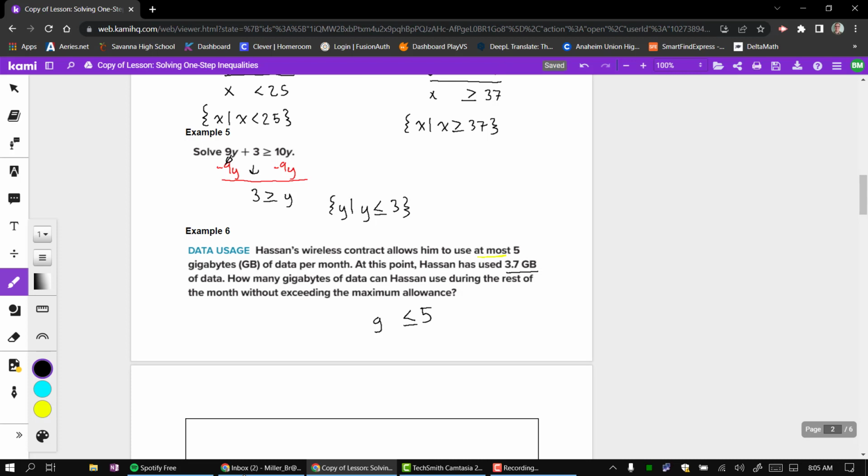So we're going to use G for gigabytes. And then how much have we used so far? Well, we used 3.7. So here's our equation. 3.7, the amount used, plus however much he can use still to get us to 5. So now I'm going to subtract 3.7 from both sides. So that's going to give me G is less than or equal to 1.3. So he can only use 1.3 more gigabytes of data. Once he does that, he hits his limit.